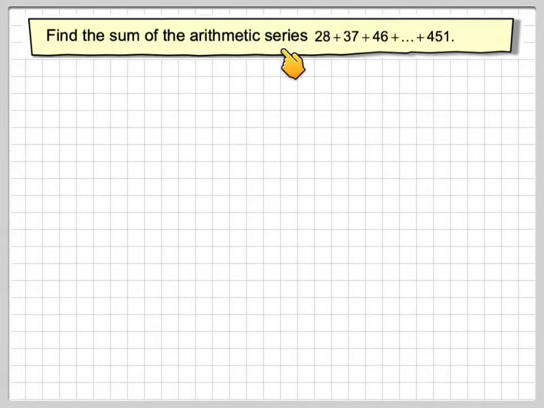Find the sum of the arithmetic series of 28 plus 37 plus 46 plus ... plus 451. This is a series because the terms are being added together. The problem is we don't know how many terms we have in this series, but we know that the first term is 28. We can find d, and what we will need to find is n.